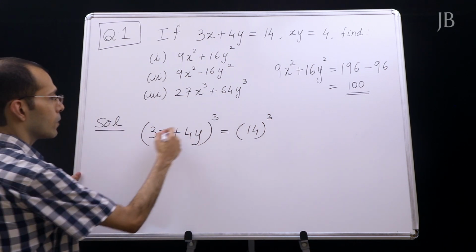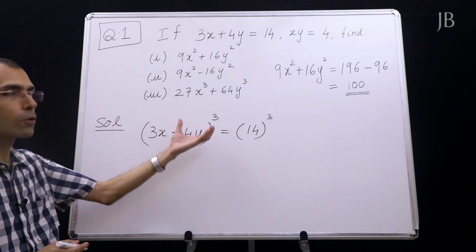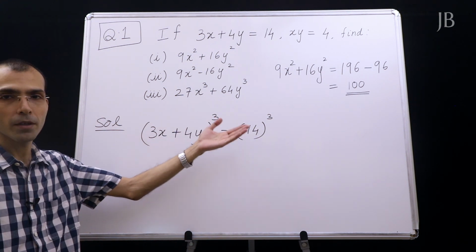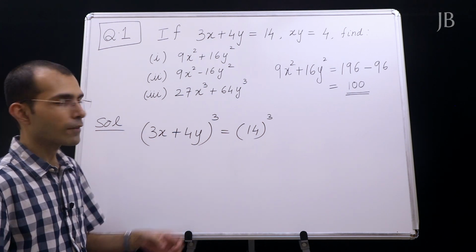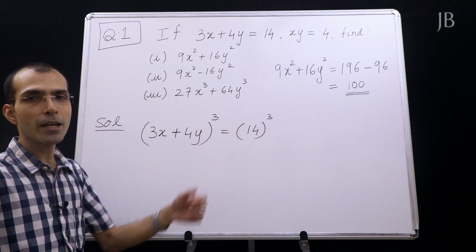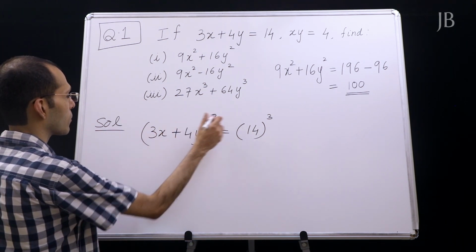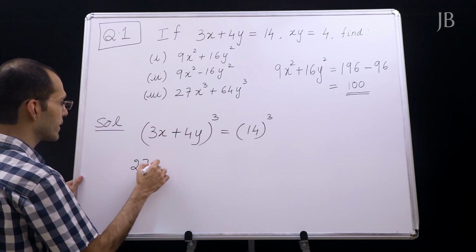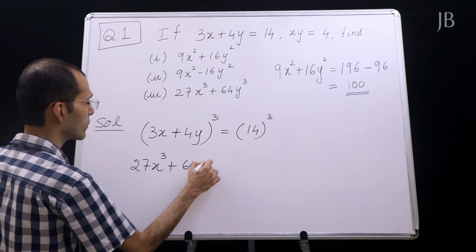Open up this, because 3x plus 4y is 14. So 3x plus 4y, the whole cube, will be 14 cube. How much is 14 cube? Please calculate and keep it ready. Of course, you won't get such big numbers in the exam, but now please keep it ready. Okay. Now let's work out this. This will be 27x cube plus 64y cube.